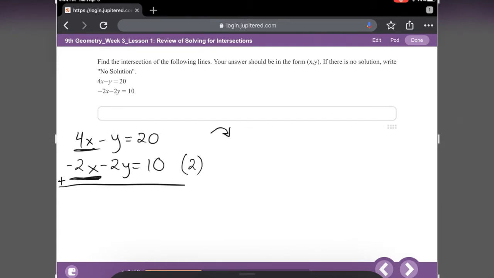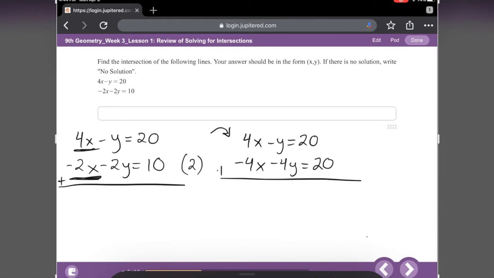Okay, let me rewrite the problem over here. It's going to be 4x minus y equals 20. Just recopying that. And then this bottom equation here is multiplied by 2. So it's going to be negative 4x minus 4y equals 20. Okay, now I can add them together and the x's will drop out.